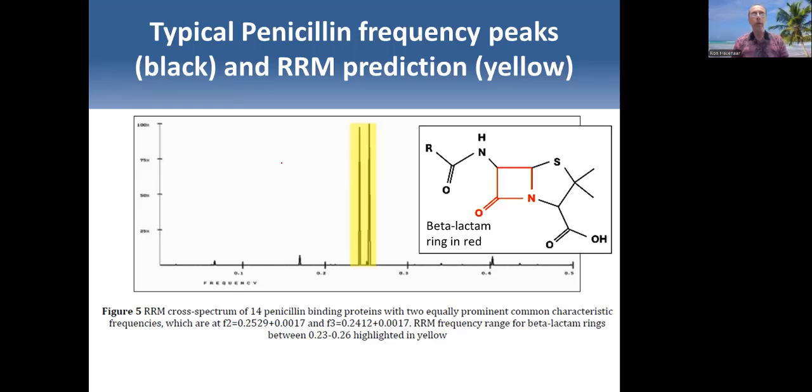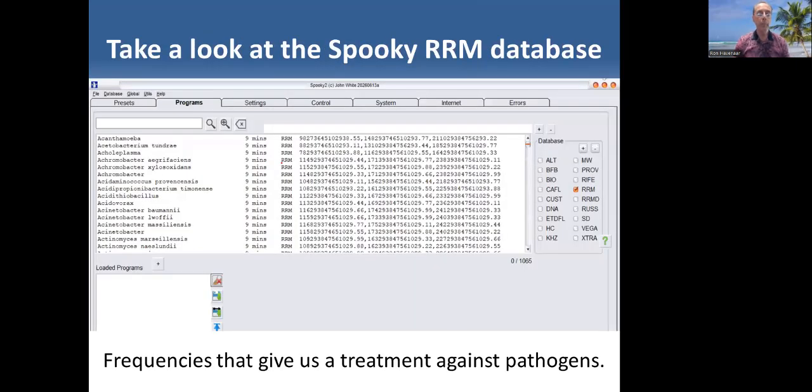In this case, this is a picture of a beta-lactam penicillin, and the peaks are found in the lab from this physical penicillin. But the yellow part is the theoretical calculation of the frequency. And what is amazing to see here, they got it right. For that reason, they did introduce RRM in the Spooky database. So let's take a look at Spooky.